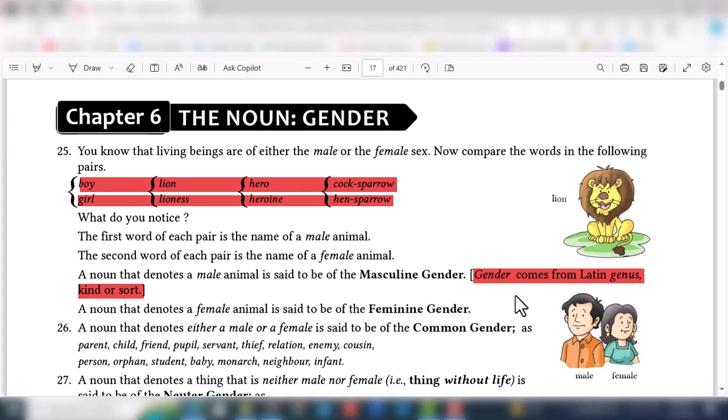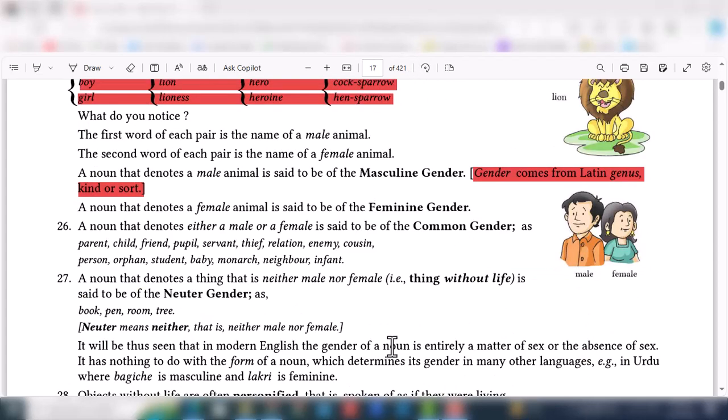A noun that denotes either a male or a female is said to be of the common gender, as parent, child, friend, pupil, servant, chief, thief, relation, enemy, cousin. These are all common genders because there is nothing in them that specifies male or female.